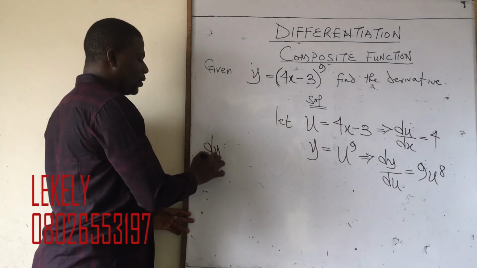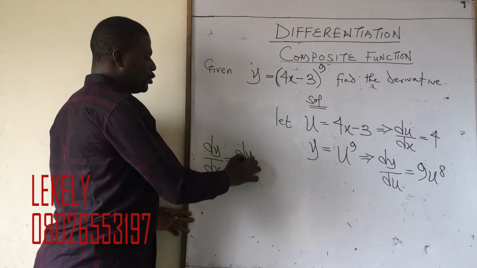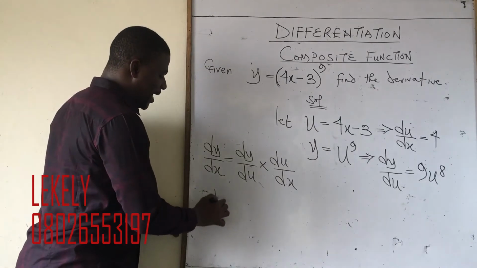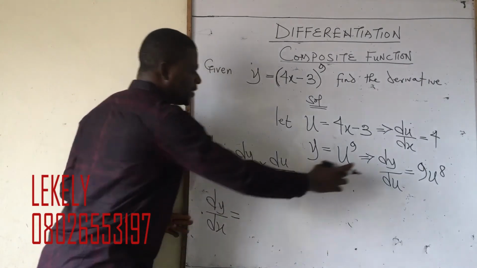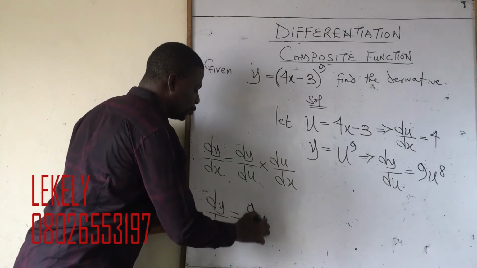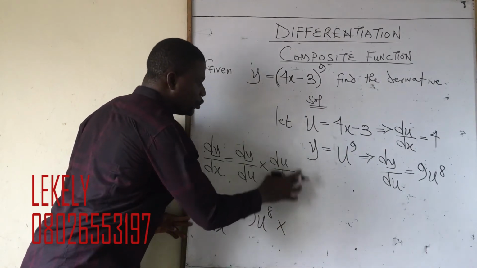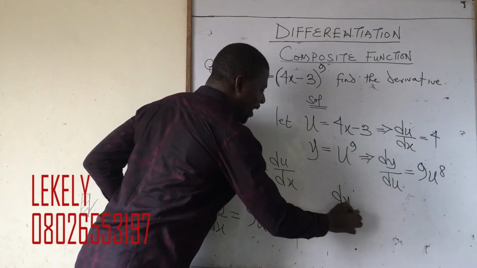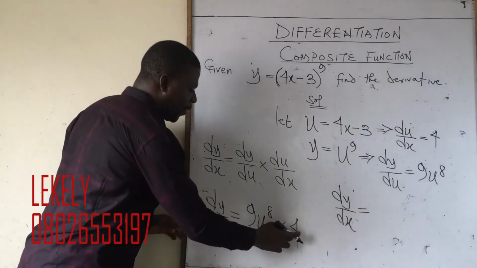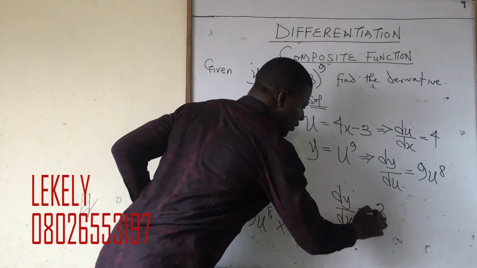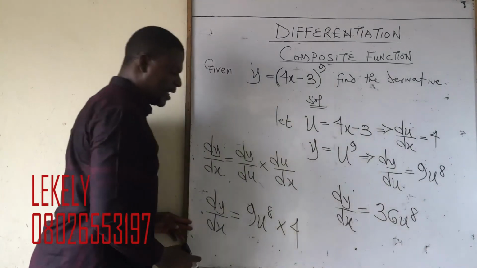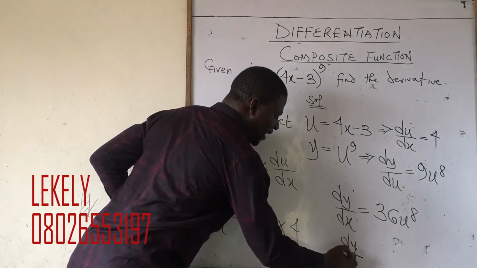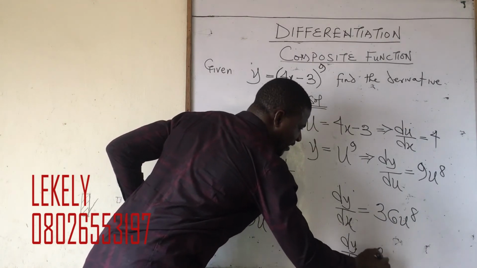So now following my rule, dy dx equals dy du times du dx. So my dy dx is going to be, what's my dy du from here? 9u raised to power 8 times du dx. My du dx is 4. So from here, my dy dx is now going to be 4 times 9, 36. So I'm going to have 36u raised to power 8. You see that? 4 times 9 is 36. U raised to power 8, you will still put it there. So my dy dx, final answer, will now be 36.